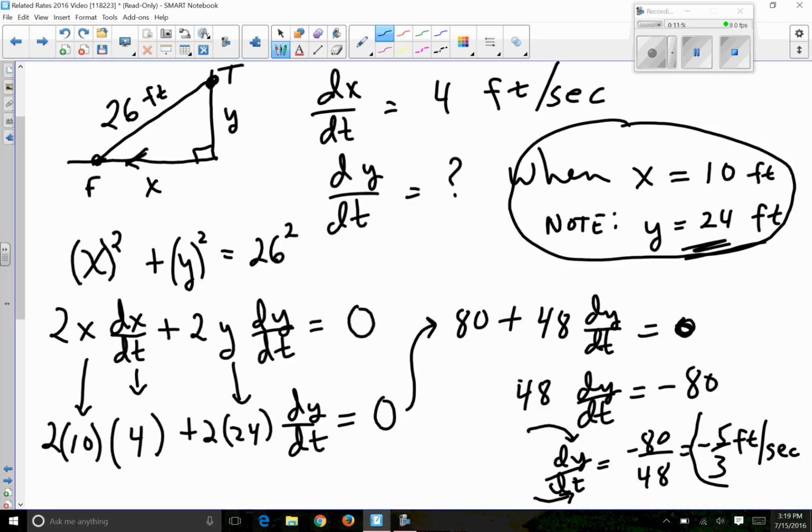And do you know why this answer is a negative number, even though dx/dt was a positive number? Why is that?